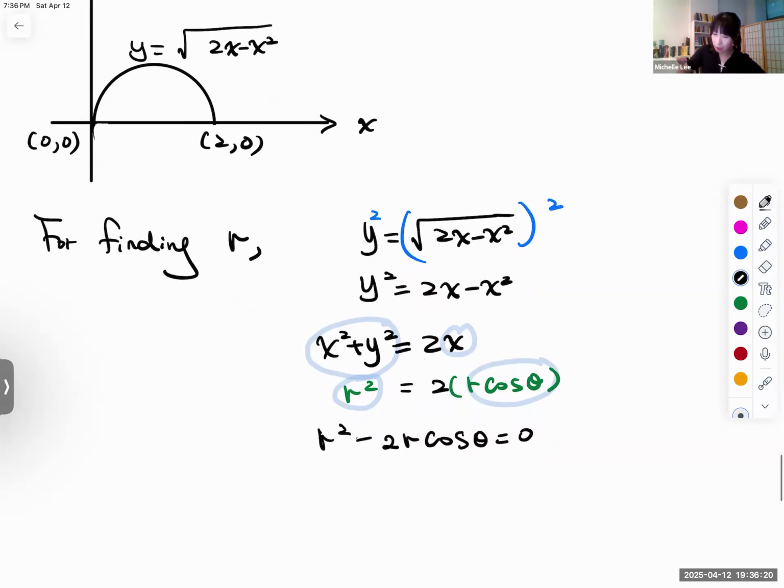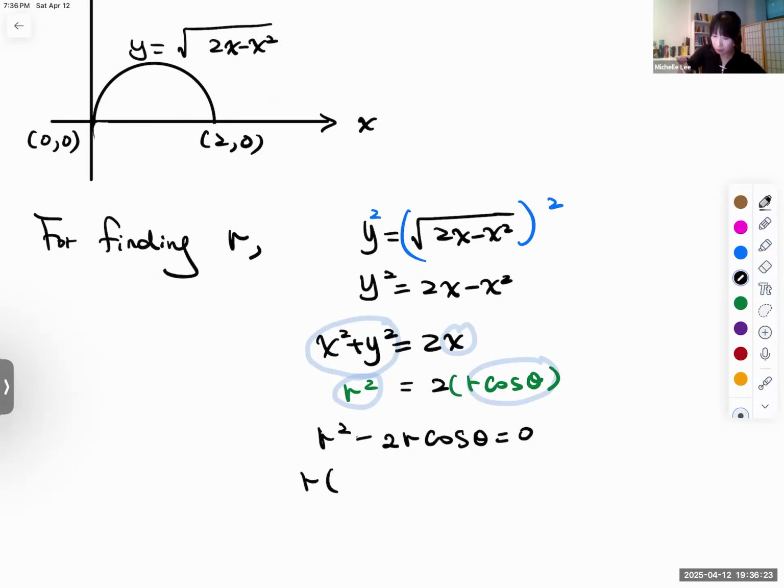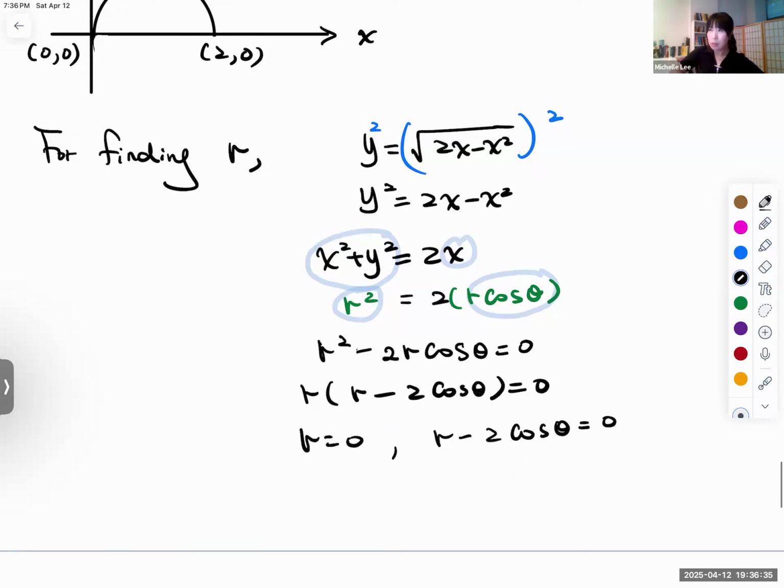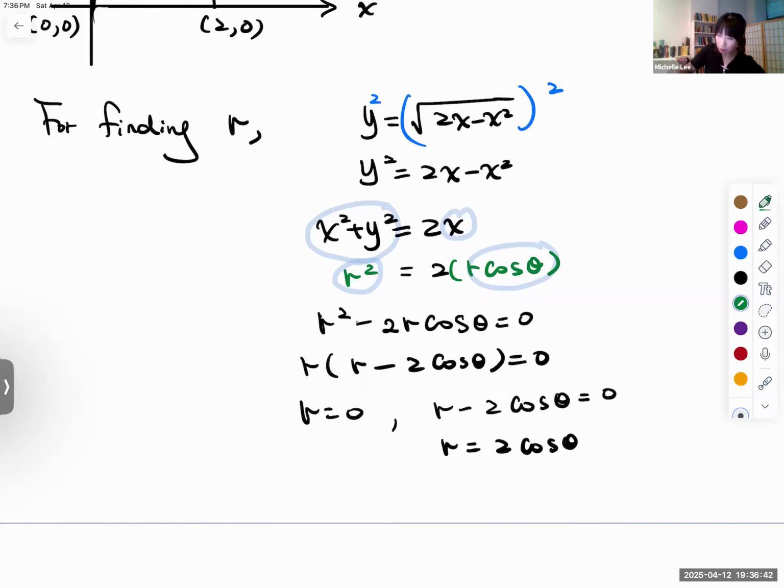Yeah. We can factor out r: r times (r minus 2 cosine theta) equal to 0. Then r equal to 0, or r minus 2 cosine theta equal to 0. In that case, r equal to 2 cosine theta, right? So the lower limit of r is equal to 0, and the upper limit will be 2 cosine theta. Make sense?